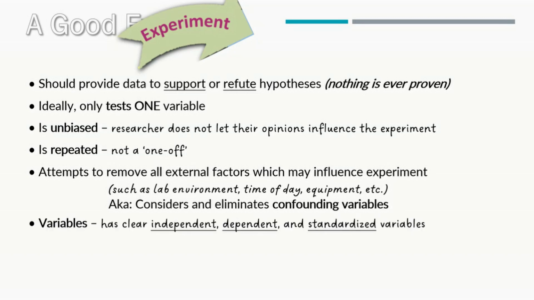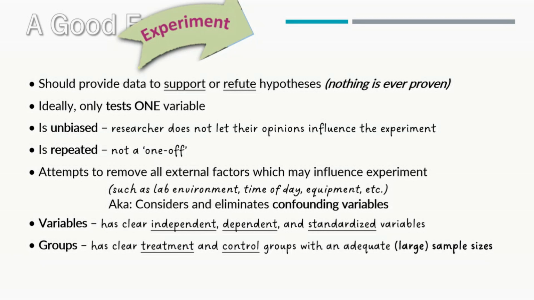And then speaking of variables, a good experiment should always have very clearly defined independent, dependent, and standardized variables. And then we also need to define our groups. There should be a clearly defined treatment group in our experiment, as well as control groups, with an adequate, meaning large, sample size. Remember, sample sizes are very important. That kind of ties back a little bit to repeatability, making sure that our data is trustworthy.